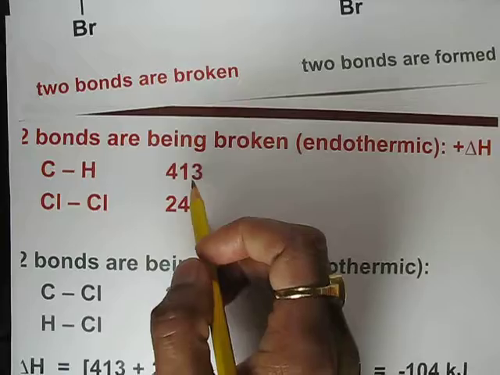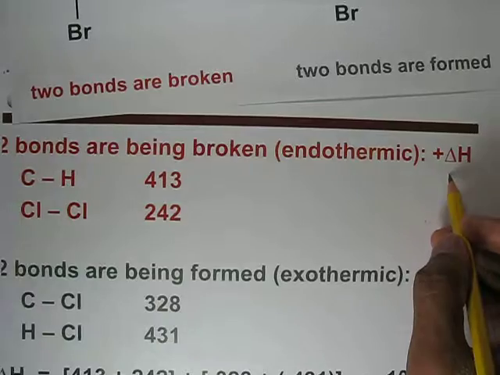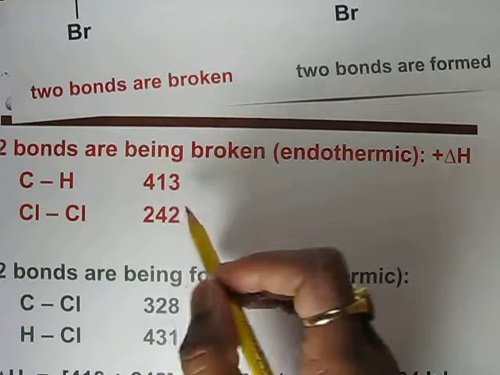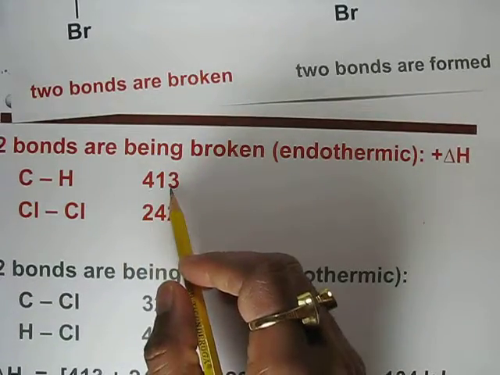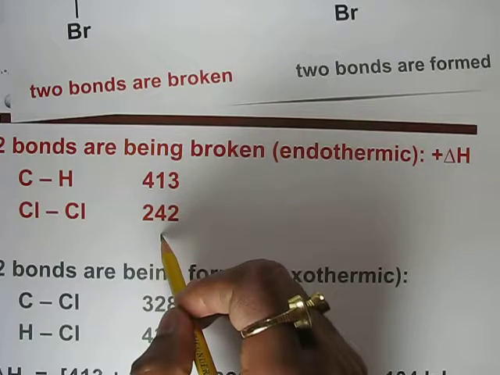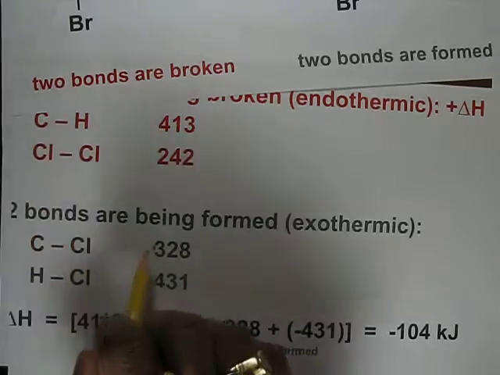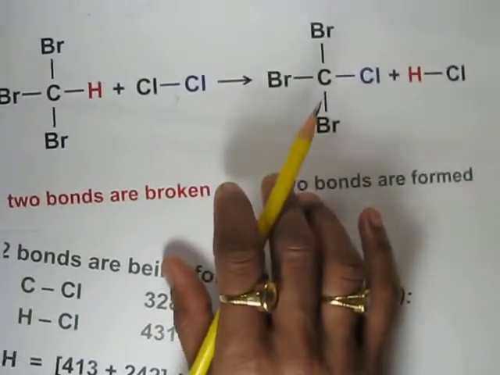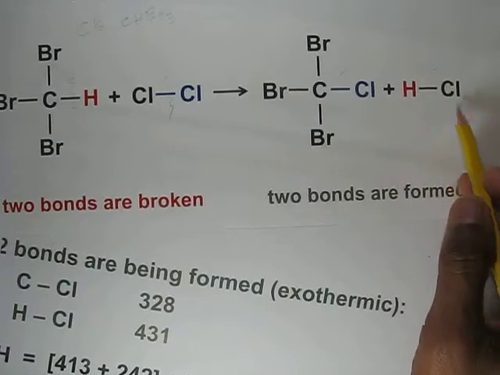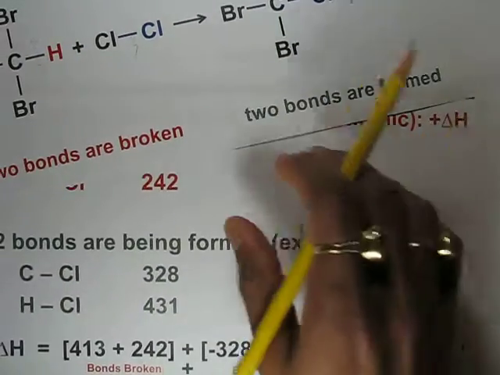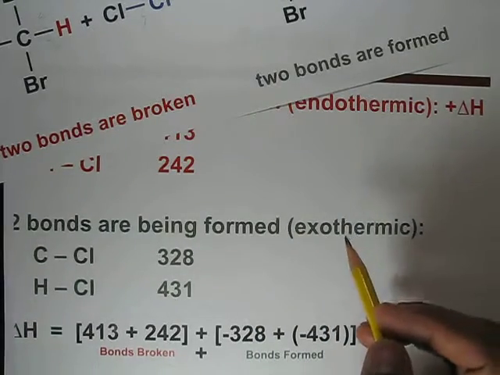When the carbon and hydrogen bond is broken, it is endothermic, so delta H will be positive. It means we have to give energy: 413 kilocalories per mole and then 242 kilocalories per mole. And two bonds are being formed. The chlorine and carbon bond is forming, and the hydrogen and chlorine bond is forming. So two bonds are forming and two bonds are broken. Bond formation is exothermic, energy is coming out.